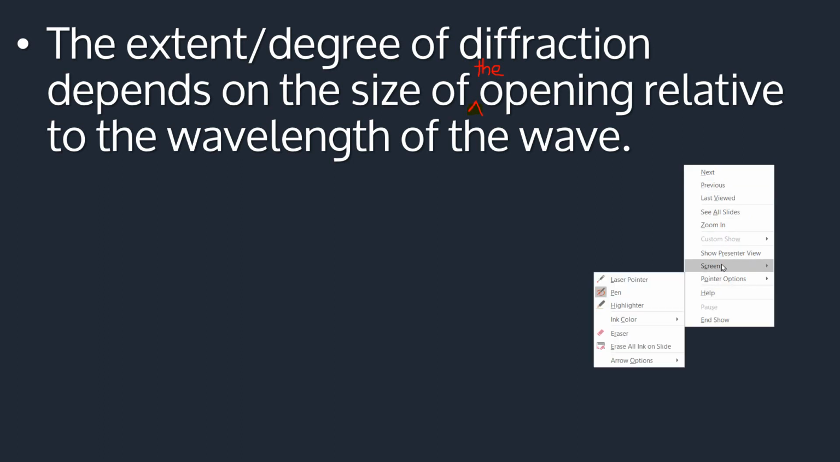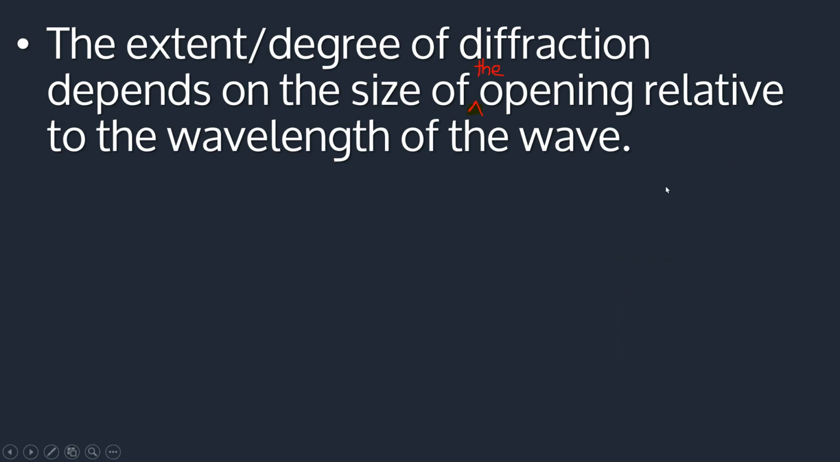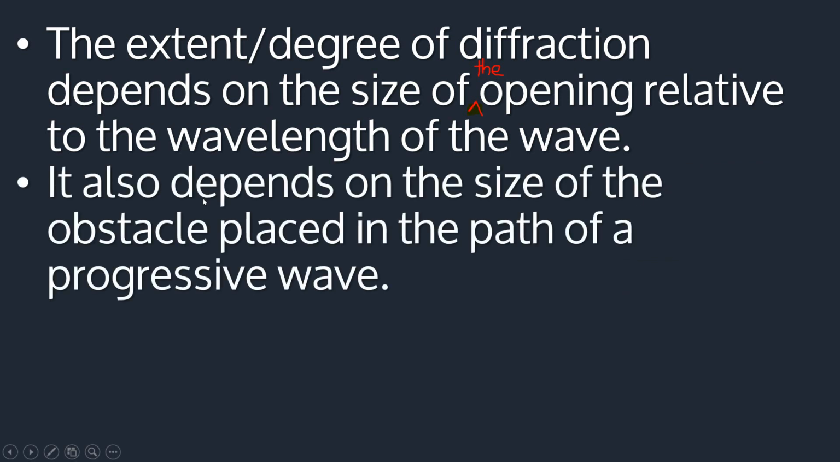So we are saying that the extent of diffraction also depends on the size of the obstacle placed in the path of a progressive wave. Remember, we say that diffraction is also the bending of waves around obstacles or barriers placed in their path. So the size of that barrier or obstacle also determines the extent of diffraction. Please follow me closely, don't go off. This part is so easy. I know you're going to understand everything.